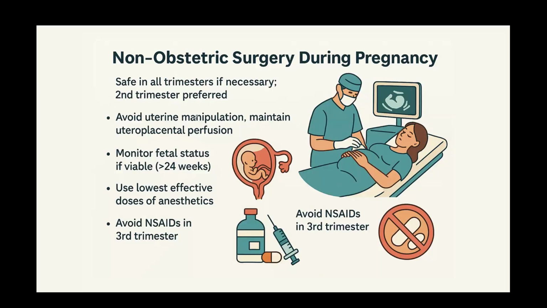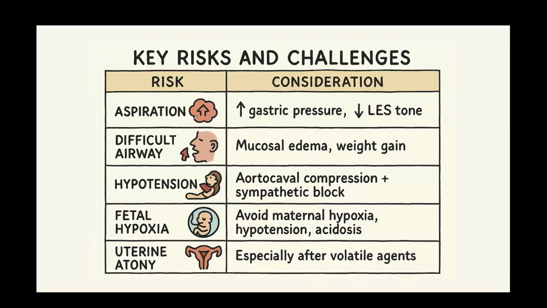In case of non-obstetric surgery during pregnancy, it is safe in all trimesters when necessary, but always have a neonatologist and prepare yourself for premature labor. The best timing is the second trimester for urgent procedures. Avoid uterine manipulation, maintain sufficient uteroplacental perfusion, monitor fetal status if viable, and use the lowest effective dose of anesthetic. Avoid using non-steroidals because they can lead to premature closure of the patent ductus arteriosus, altering the fetal circulation.